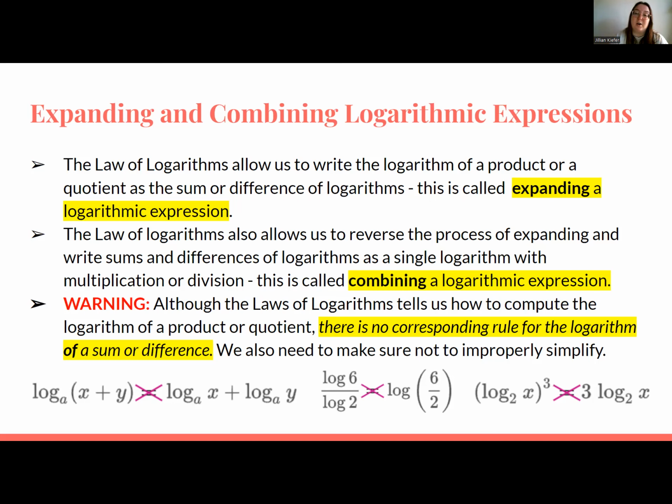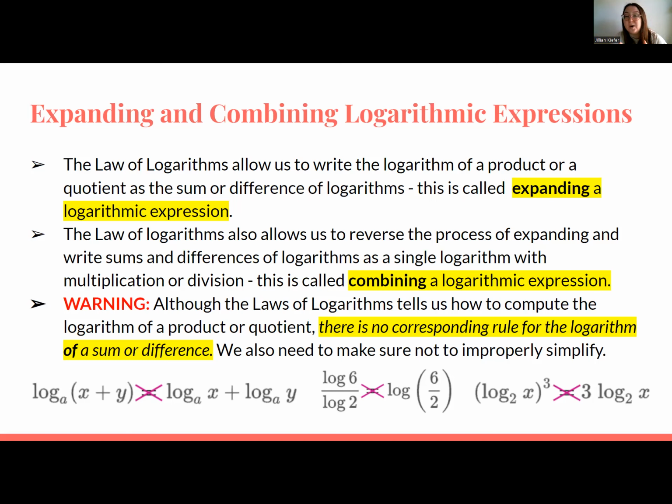Then we have the law of logarithms also allows us to reverse that process of expanding. We could write the sums and the differences of logarithms as a single logarithmic term, a multiplication or division, or with exponents. And this is called combining. So combining is taking multiple things and shoving it into one thing. You're taking multiple logarithmic expressions and putting them into one single logarithmic expression, which is what combining a logarithmic expression is.